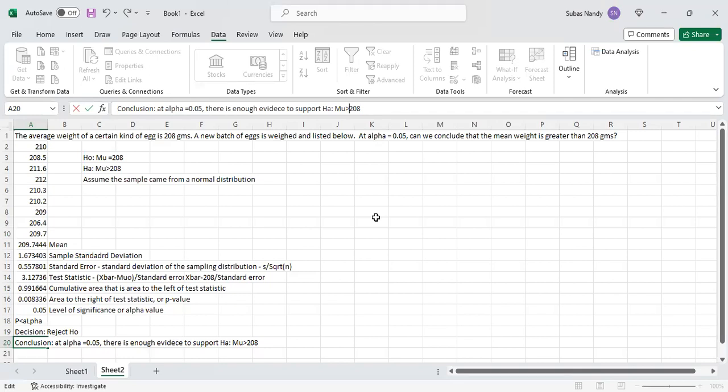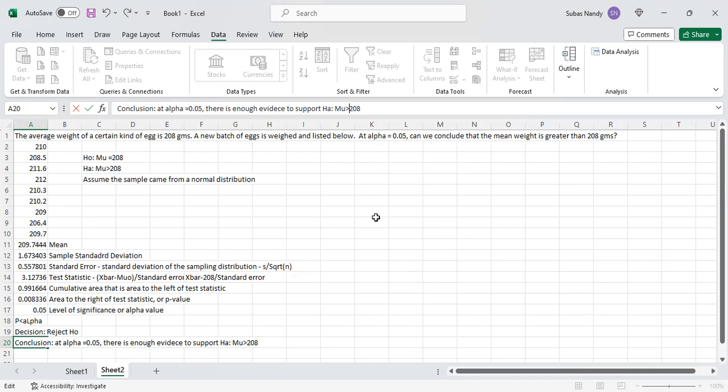So to summarize, what did we do? First, we calculated the sample mean and sample standard deviation. From that, we calculated the standard error, which is sample standard deviation divided by square root of the sample size. This is the standard deviation of the sampling distribution. Then we calculated the test statistic, which is sample mean minus the hypothesized population mean of 208 divided by standard error. This is 3.127. Then using Excel, we calculated the cumulative area, that is the area to the left of the test statistic 3.127. This area is pretty large, 0.9916.